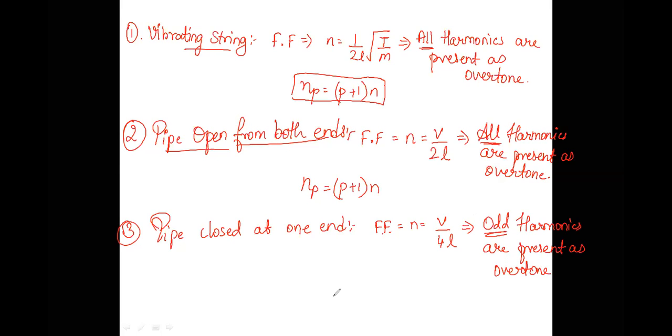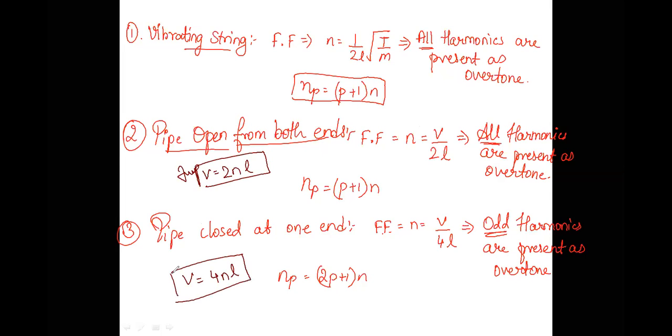So odd harmonics are present, which means np is equal to 2p plus 1 into n. Suppose you want to get the value of v according to this formula, it will be 2nL for the pipe open at both ends. This is important. And what is the value of v for the pipe closed at one end? It is 4nL. So these are the things that we understood in today's lecture.